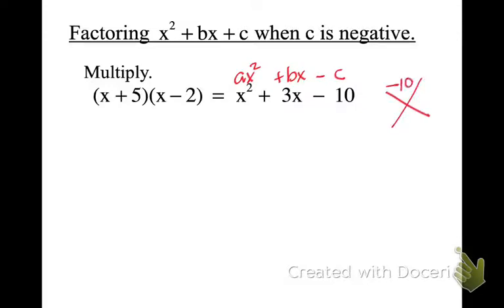What multiplies to negative 10 and adds to positive 3? So I know it still has to be 5 and 2, but since the 3 is positive, the bigger number has to be positive. Positive 5, negative 2. It's the same thing. x minus 2 times x plus 5. Okay?